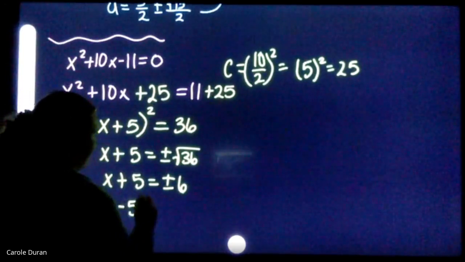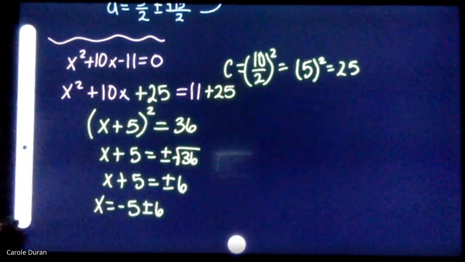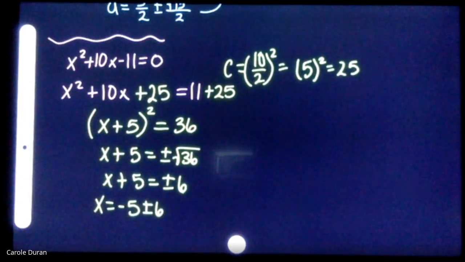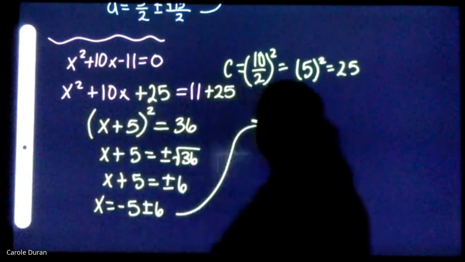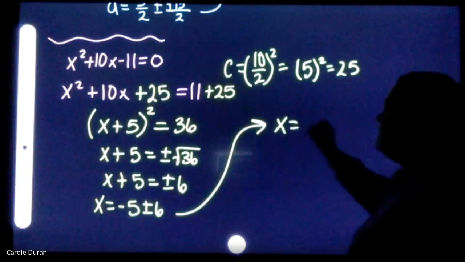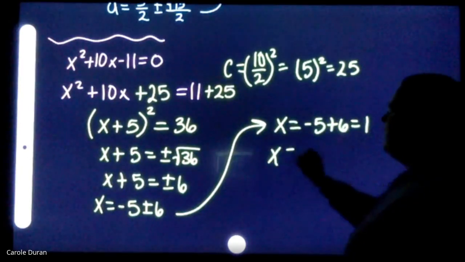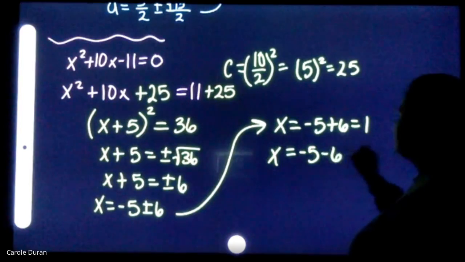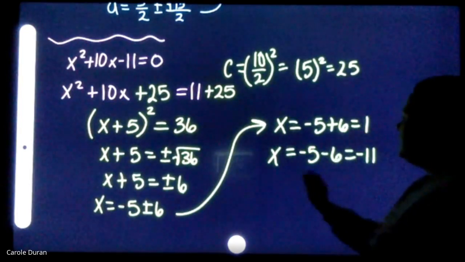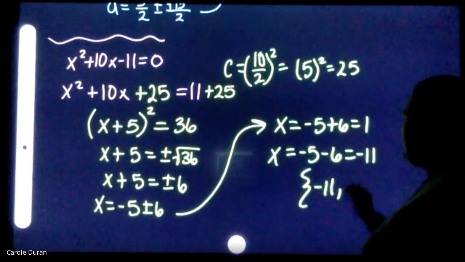So I get negative 5 plus or minus 6, which allows me to split it into my two problems, one addition and one subtraction, to give me my two answers. So I have x equals negative 5 plus 6, which equals 1, and x equals negative 5 minus 6, which is negative 11. And those will go in your curly brackets.